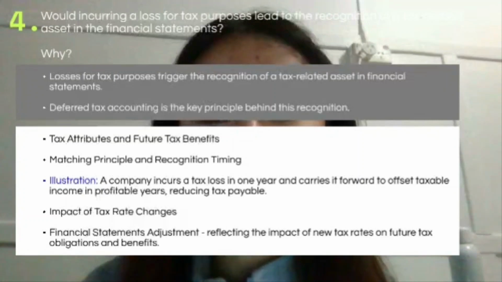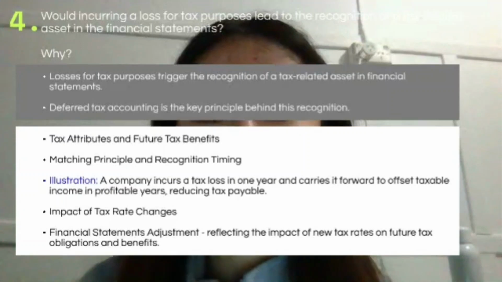In line with the matching principle, recognizing tax benefits corresponds to when the company expects to realize them. The tax benefits associated with the loss are anticipated in future periods when the company generates taxable income. For example, a company incurs a tax loss in one year and carries it forward to offset taxable income in profitable years, reducing tax payable. Impact of tax rate changes.